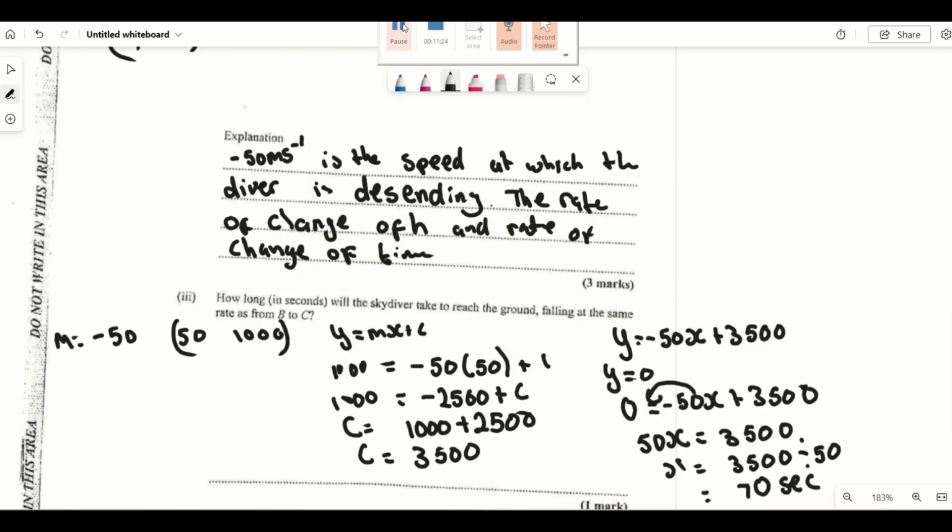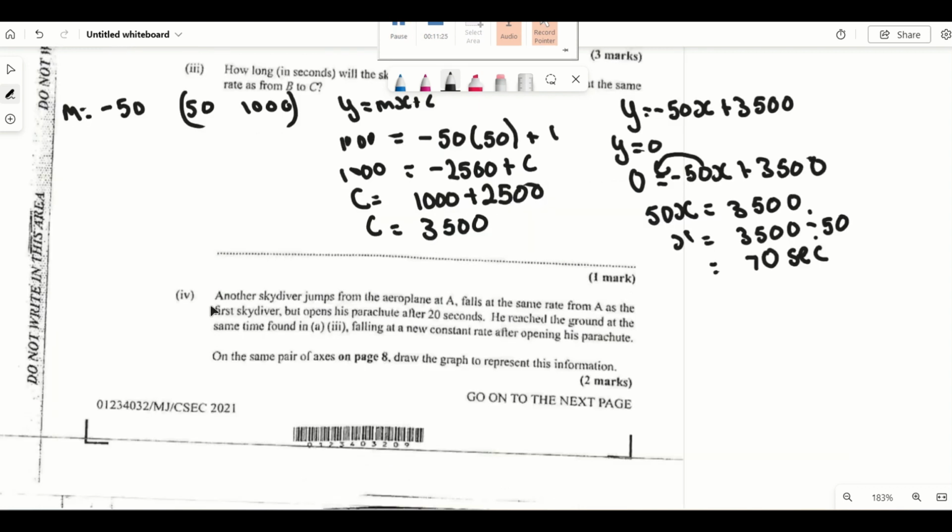Alright? Now we're going to do this one. Another diver jumps from A, airplane at A. We know that at A it was 4,000. Let me just look at the graph.